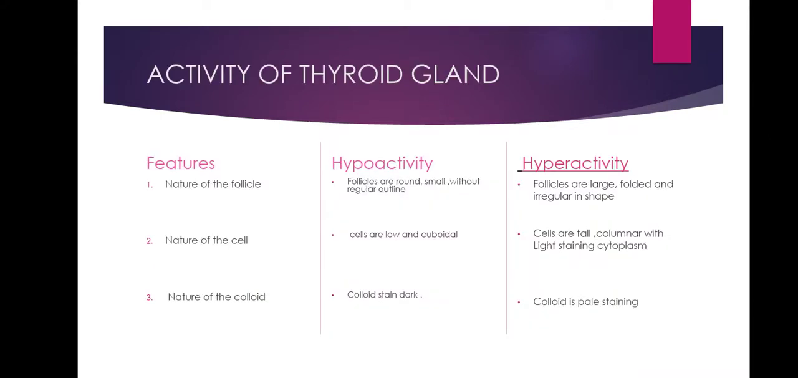Next is the activity of a thyroid gland. There are totally two types of activities. First one is hypoactivity. In the case of hypoactivity, the follicles are round, small, without regular outline. Cells are low and cuboidal, colloid stain dark.